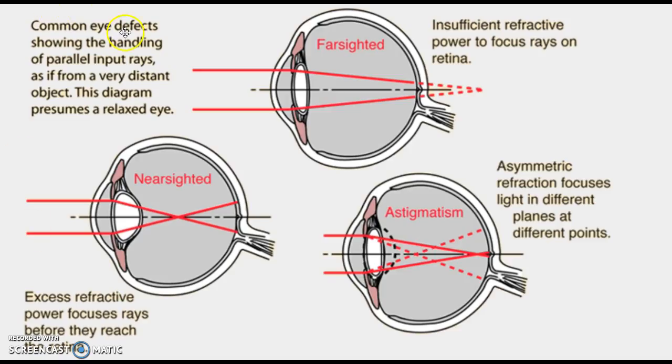So here are some common eye defects, showing the handling of parallel input rays as if from a very distant object. In this case, farsighted, it travels too far. Nearsighted, it doesn't travel far enough. When I say it, I'm saying where the light is going to be focused relative to your retina. And astigmatism simply puts them in all kinds of different locations. We'll look at these a little further.